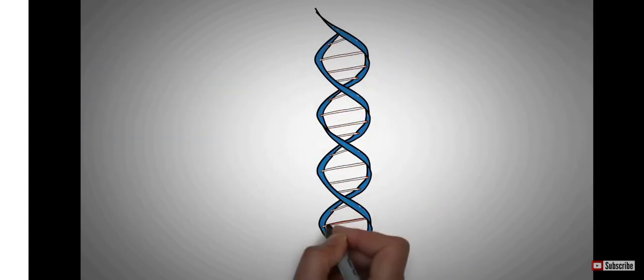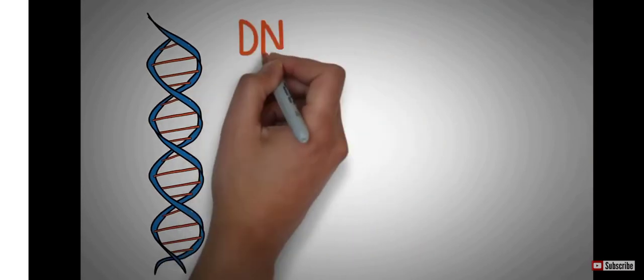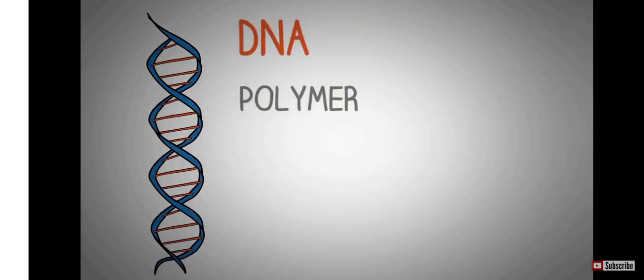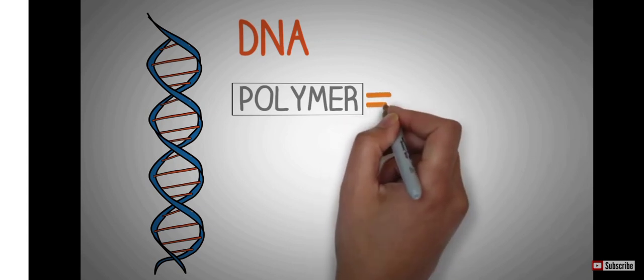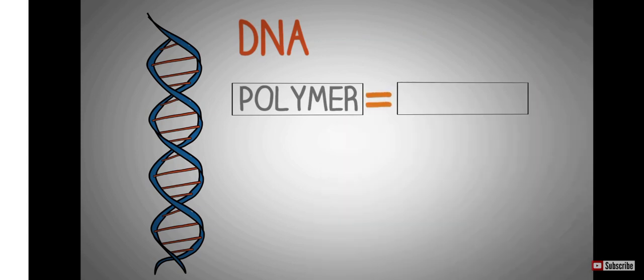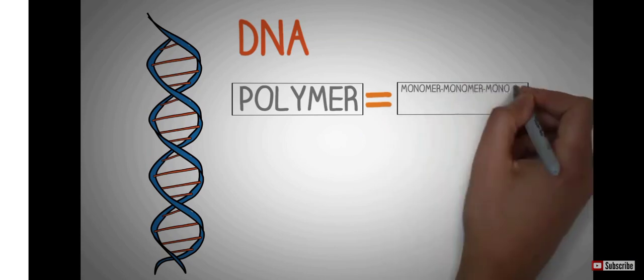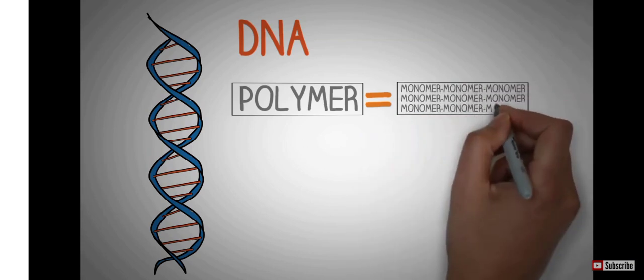Now, most of you are familiar with the double helix model of the DNA. The double helix model demonstrates that DNA is basically a polymer. Now, to understand the structure of DNA in a better way, you have to understand the definition of a polymer. So the polymer is basically a molecule which is consisting of many repeating units which are known as monomers.